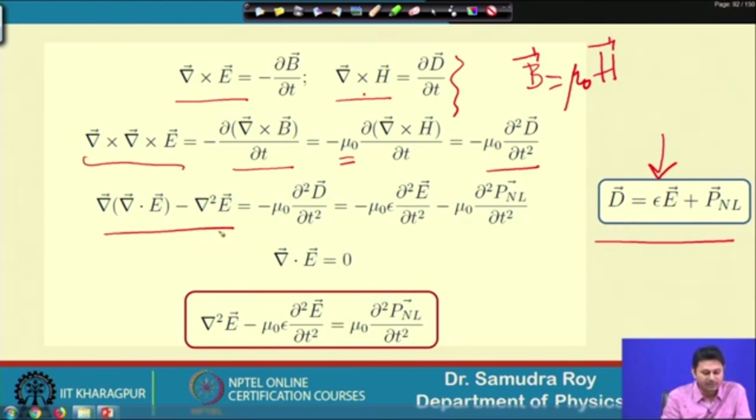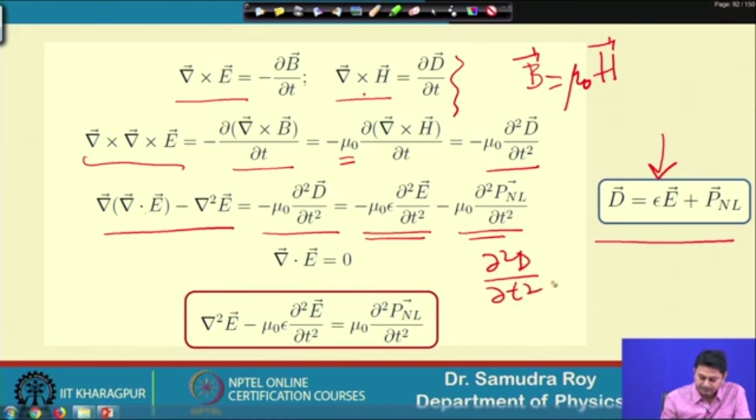We know it is grad of divergence of E minus grad square E, and then the right hand side is minus mu 0 epsilon 0 d2 dt square. This term is now represented in two parts, one is this and another is this, because my D is epsilon 0 E plus P nonlinear. So, when I write the double derivative of D, essentially in the right hand side I need to write this.